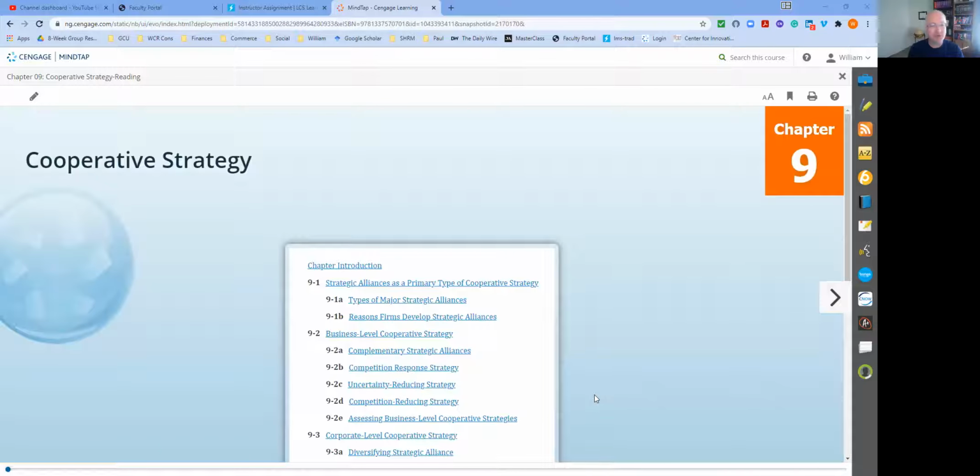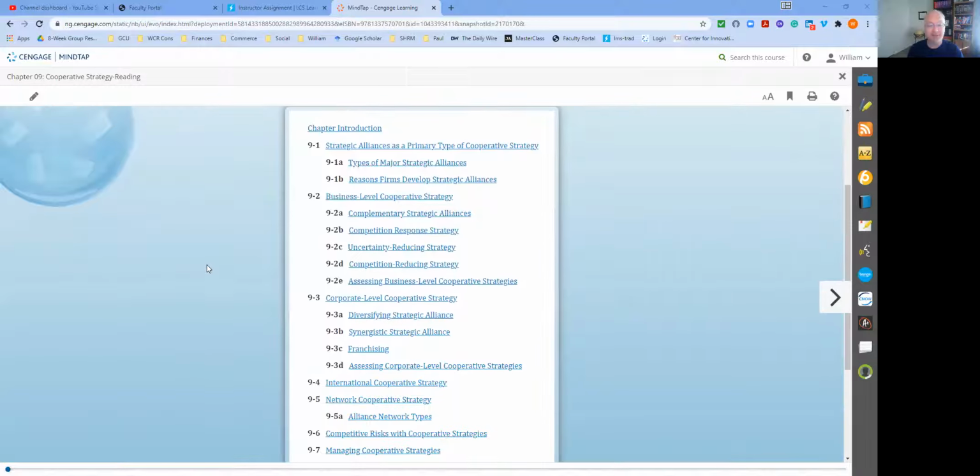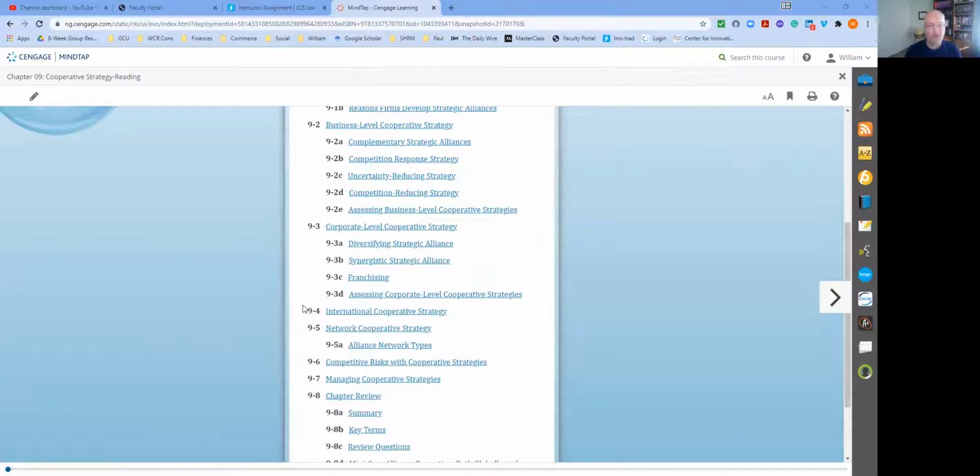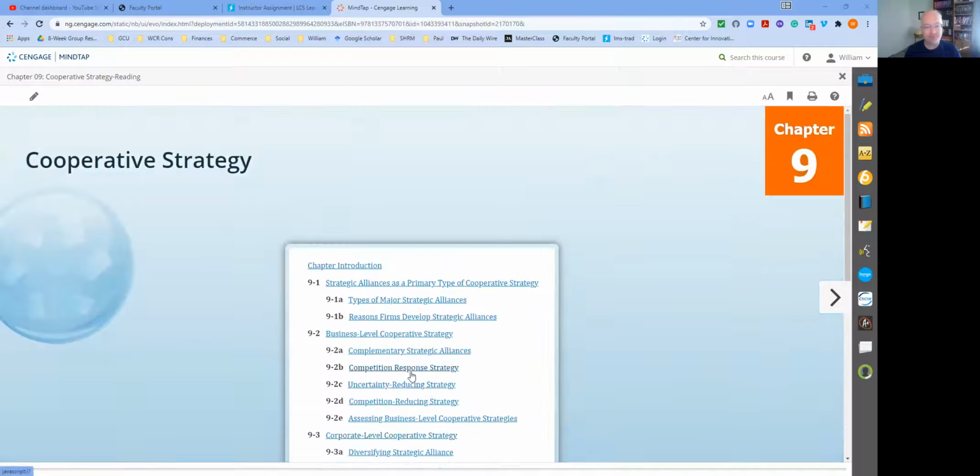So by this week, you should have read through chapter 9. So chapters 1 through 9. Chapter 9 is on cooperative strategy. You can see that it covers business level cooperative strategy, corporate level cooperative strategy, international, network, competitive risks, managing cooperative strategies, and then there's the review. So make sure you're reading this chapter.